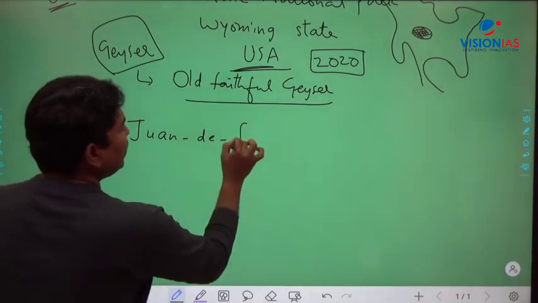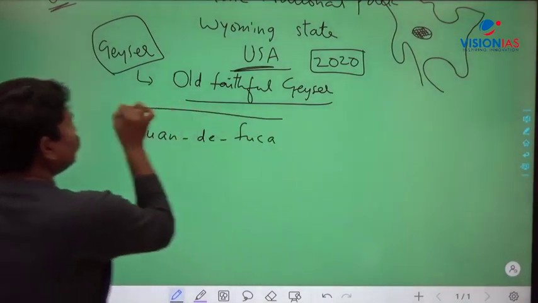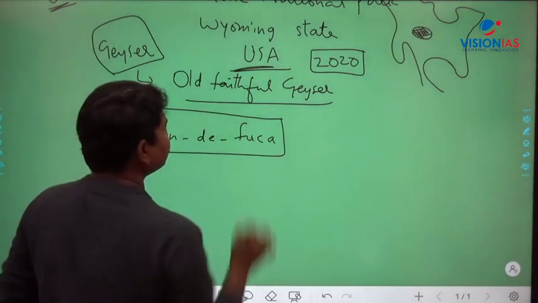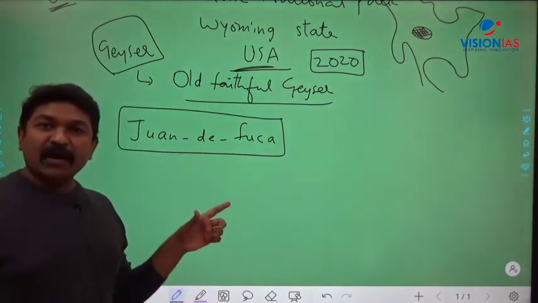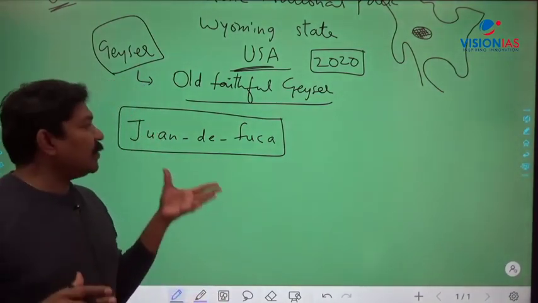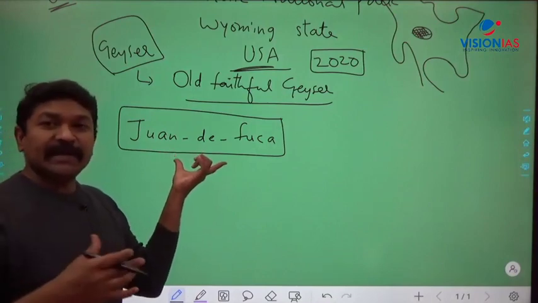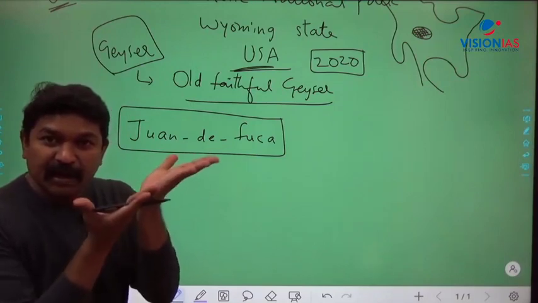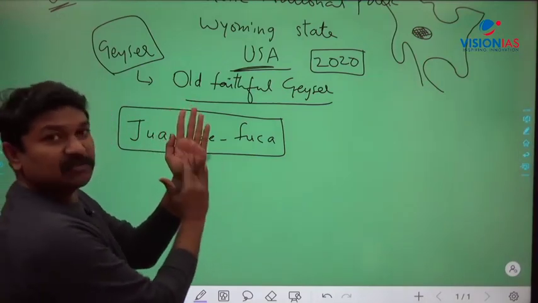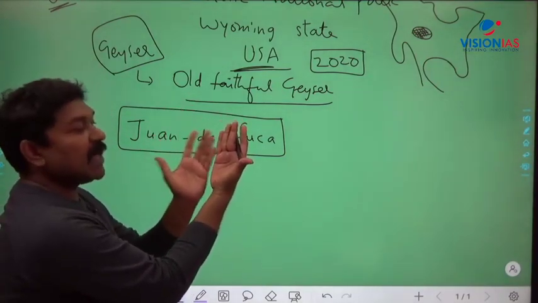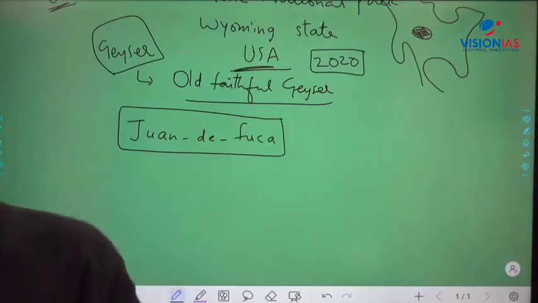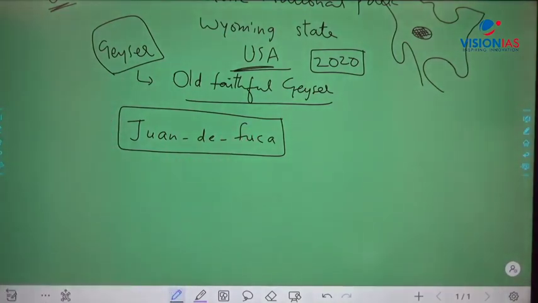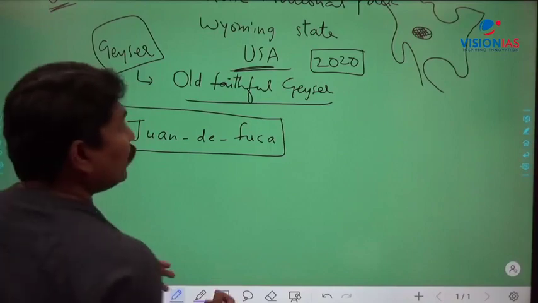There is a minor plate called the Juan de Fuca plate, a very, very important plate. The name of this plate is a Spanish word. The Juan de Fuca plate is having a rupture like this. Suppose this is the Juan de Fuca plate, and this is the plate called the North American plate. It is having the rupture. Because of the rupture created by the Juan de Fuca plate with the North American plate, what is happening?